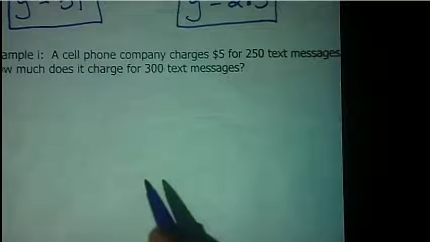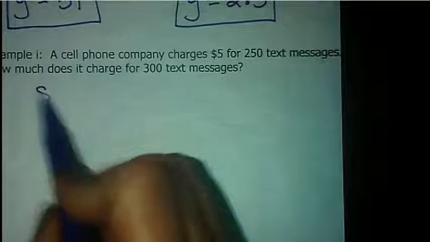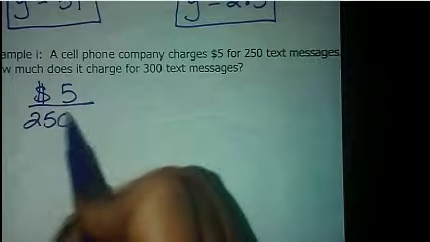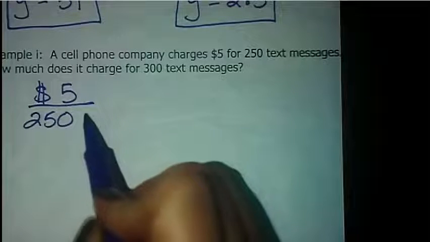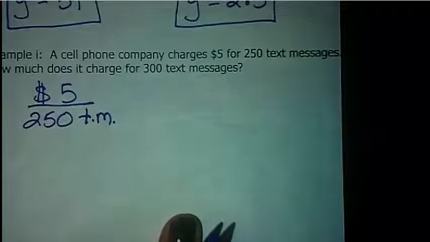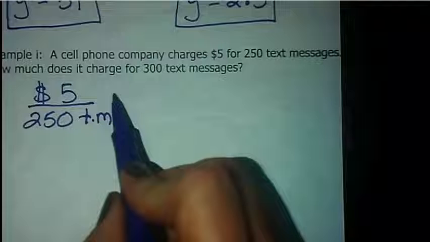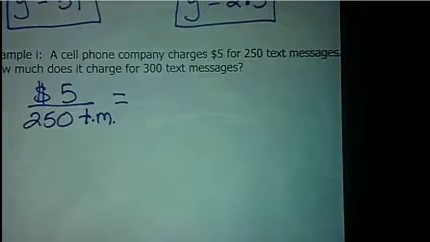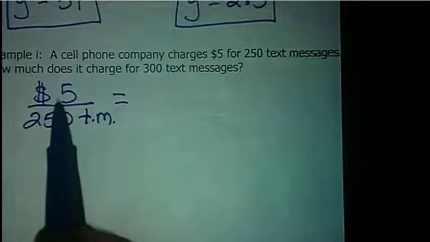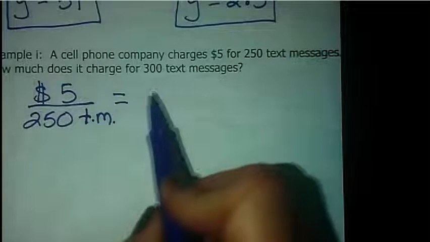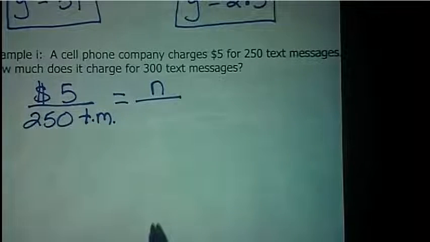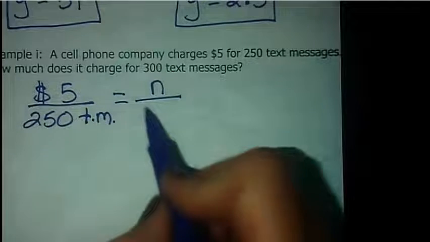Well, we're going to first set up a proportion. We know that $5 will buy you 250 text messages. I'm going to call those TMs. I want to know how much I would have to pay for 300 text messages. Notice that the amount that I don't know is the dollar amount, so that's going to be my variable. I'm just going to use an N for my variable. And I want to get 300 text messages, so that needs to go on the bottom.